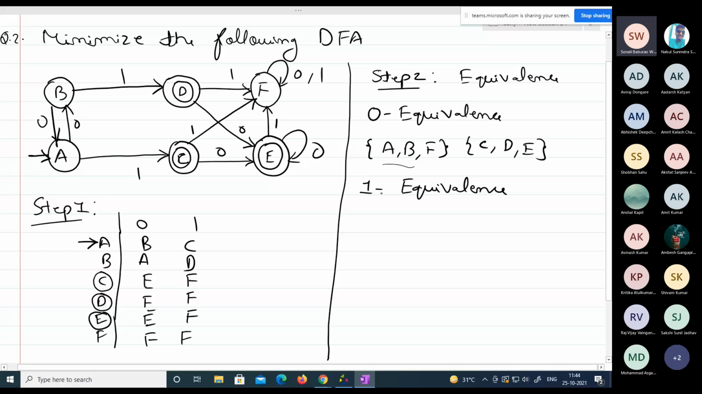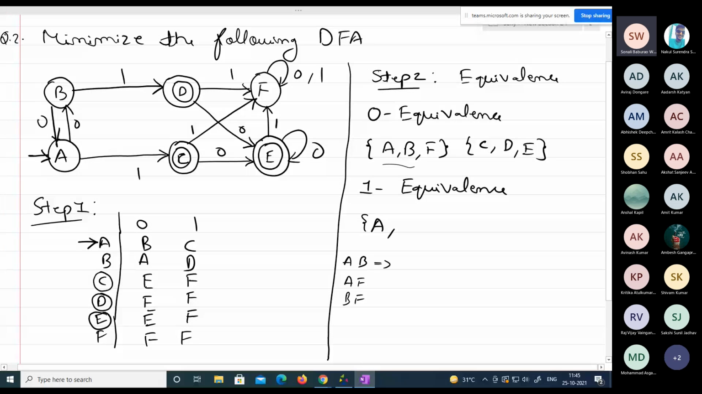Now for one equivalence, we know how many pairs there are. We always have to include A, so A is by default present. Write it down. A is already there. Now I'm going to check how many pairs: AB and AF. I'm going to check for AB, AF and BF also, right?